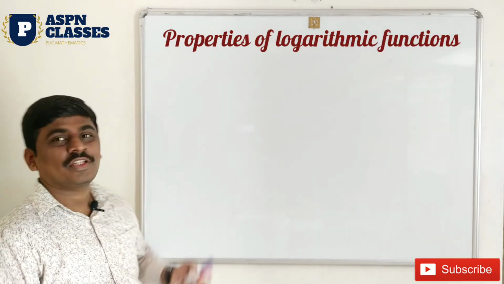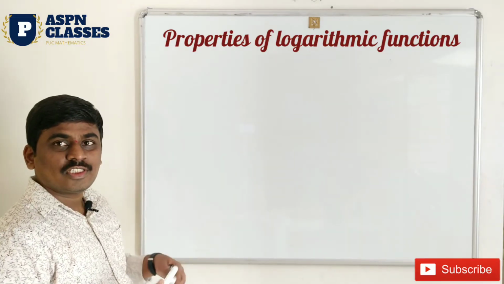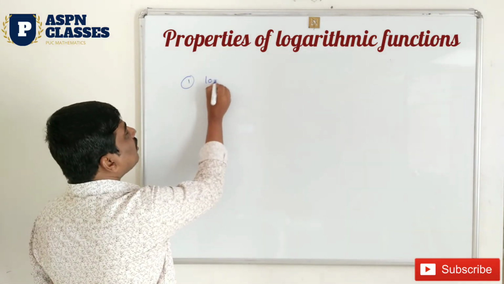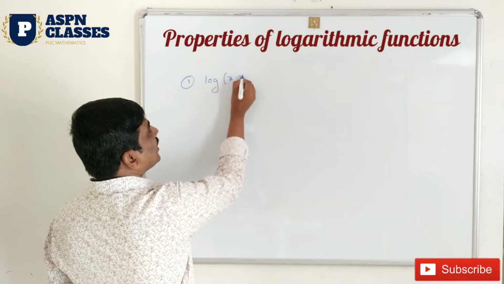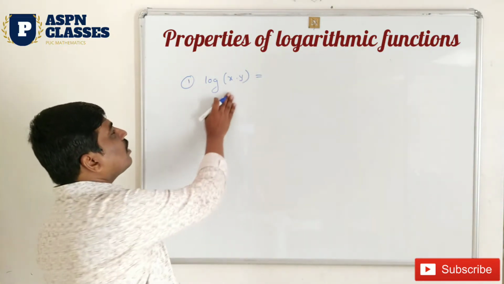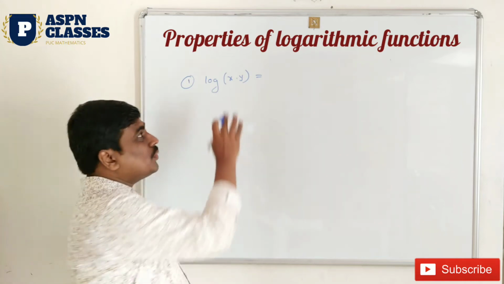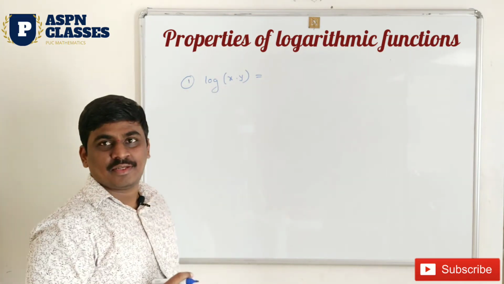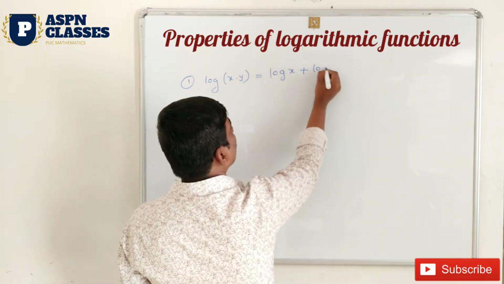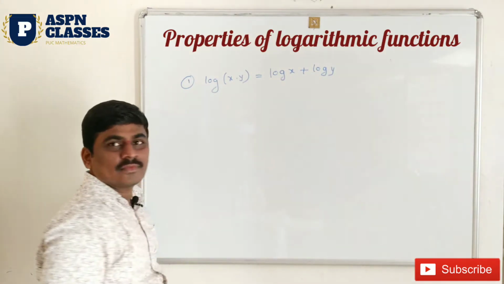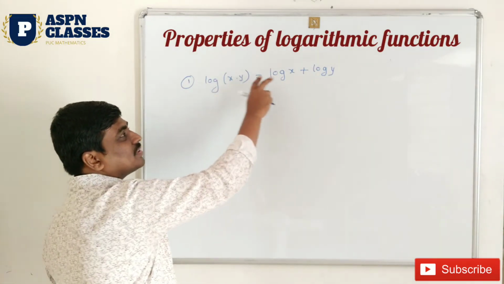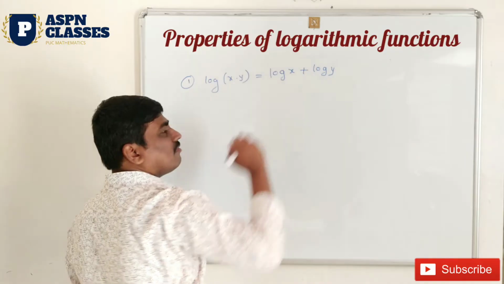So, properties of a logarithmic function. Okay, these are the very important logarithmic properties. First one, log of x into y, what is this result? Log of x into y, with multiplication in the middle of two variables, you have to write log of x plus log of y. This is the first property.